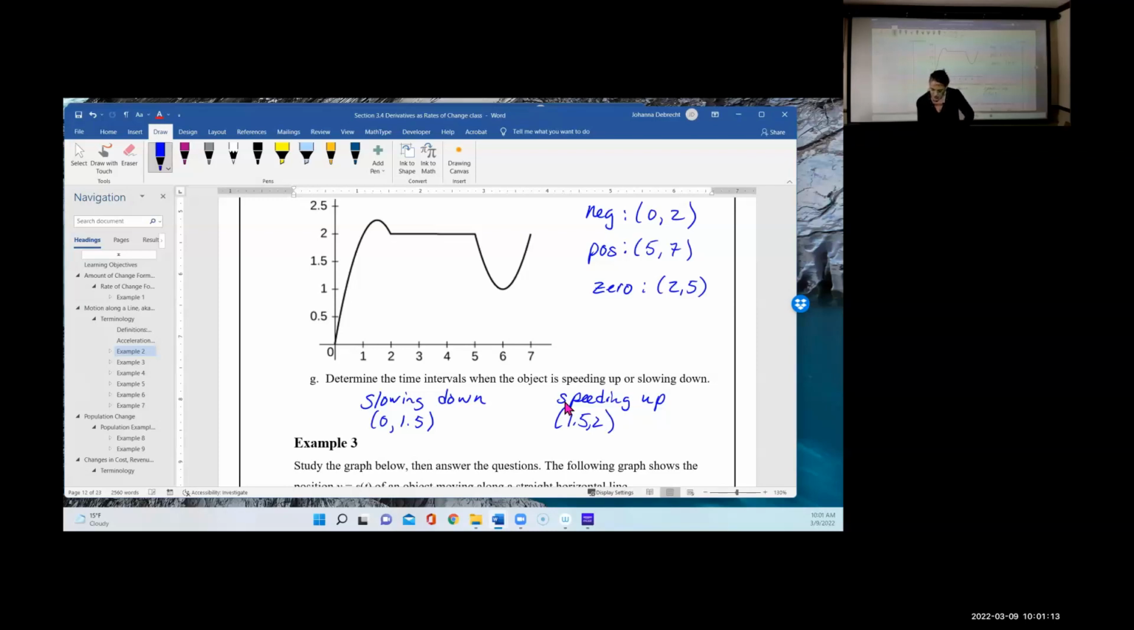You could say he has an instant slowdown at 2, where he slammed on the brakes because he did come to a stop there. So at that instant, he stopped, but there was no slowing down. It was just an immediate stop.